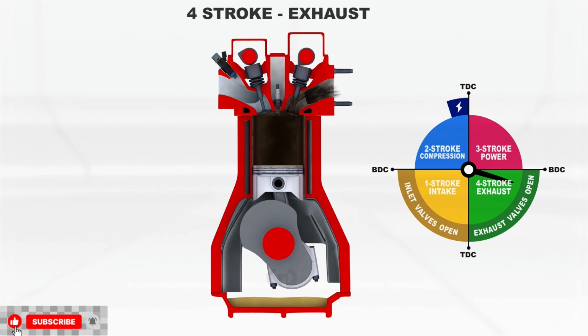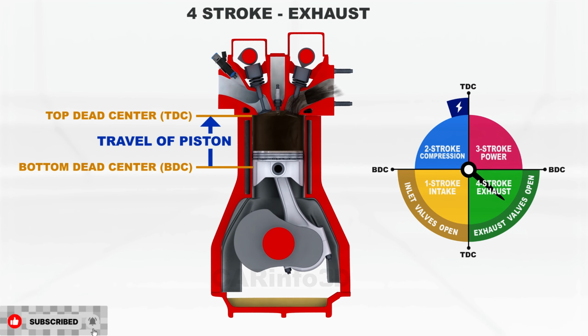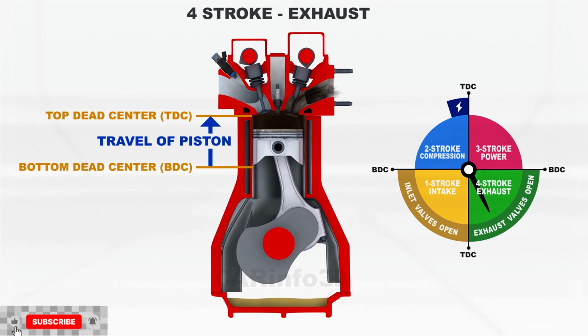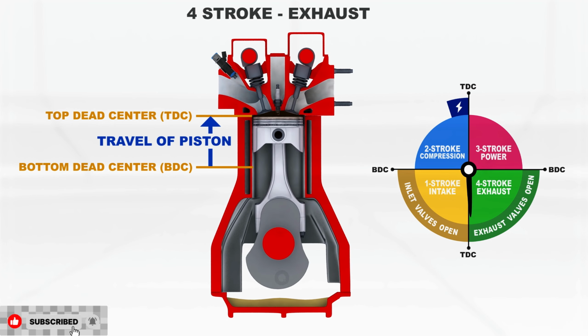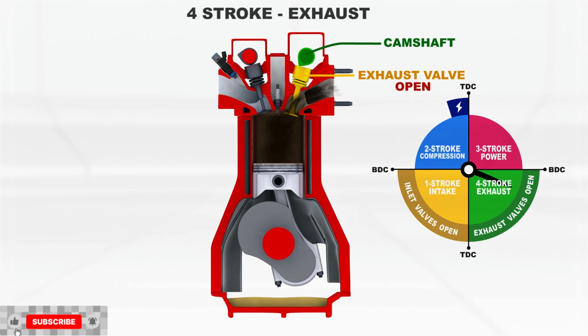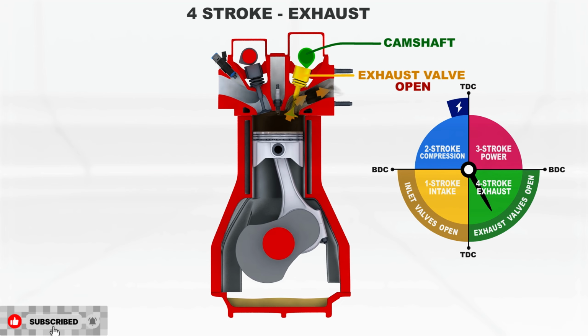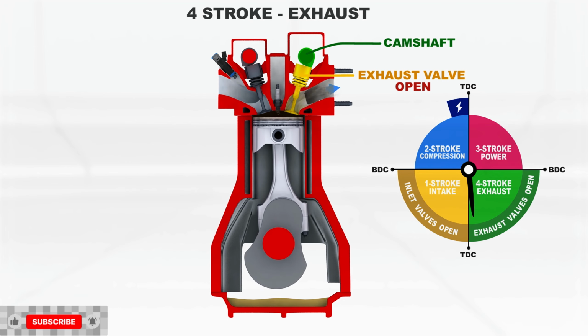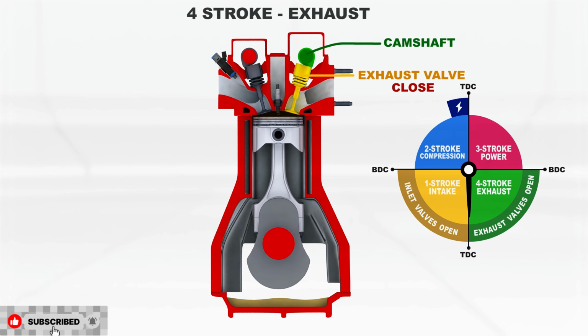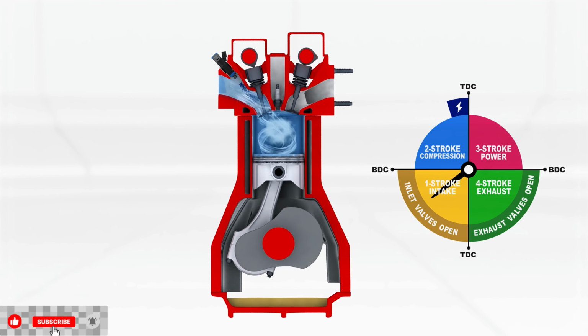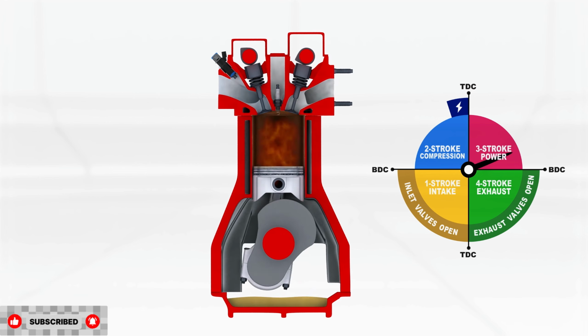The 4th stroke starts at the bottom dead center and ends at top dead center. The camshaft opens the exhaust valves, and the piston expels the exhaust gases from the cylinder. When the piston approaches top dead center, the exhaust valves close, completing the last stroke, the exhaust, and the entire operation cycle. The operation cycle is then repeated.